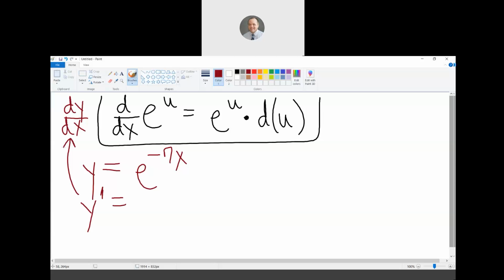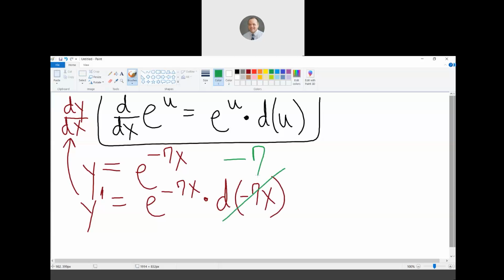So using our e to the u property, we bring down what we're given, e to the negative 7x, and we simply take the derivative of our exponent, negative 7x. All right, the derivative of negative 7x is just negative 7. So our final answer, moving the negative 7 to the front of the e, is negative 7 e to the negative 7x power.